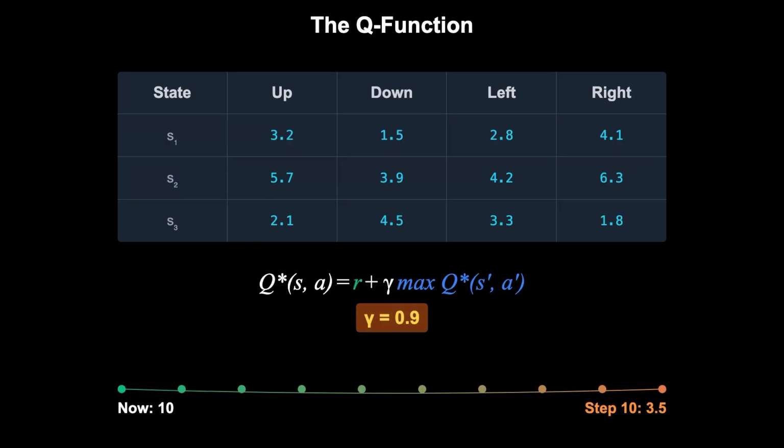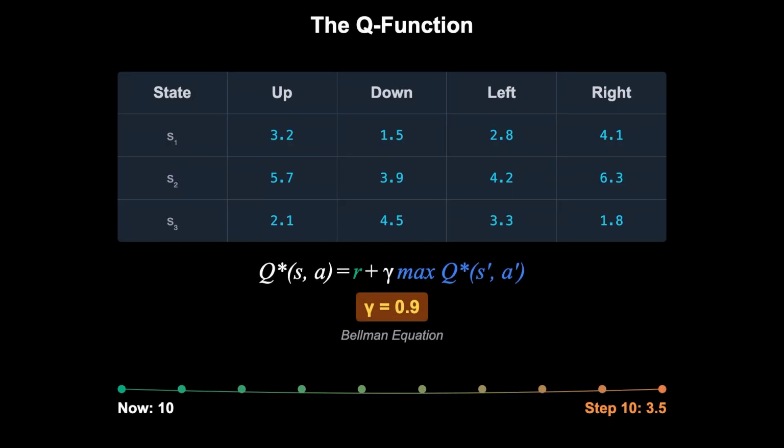This relationship is called the Bellman optimality equation. If we knew the optimal Q values everywhere, we could act perfectly by always choosing the action with the highest Q value. But we don't know these values initially. Q-learning discovers them through experience.